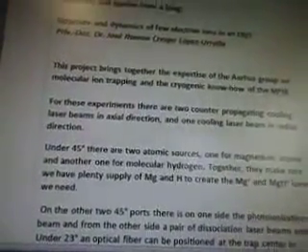Okay, and this project brings together the expertise of the Aarhus group on molecular ion trapping and cryogenic know-how of the MPIK. For these experiments, there are two counter-propagating cooling laser beams in axial direction and one cooling laser beam in radial direction. Under 45 degrees, there are two atomic sources, one for magnesium atoms and the other one for molecular hydrogen. Together they make sure we have plenty of supply of Mg and H to create the Mg+ and MgH+ ions we need.